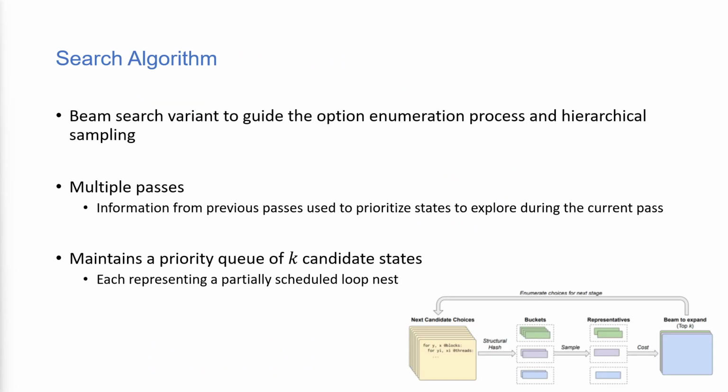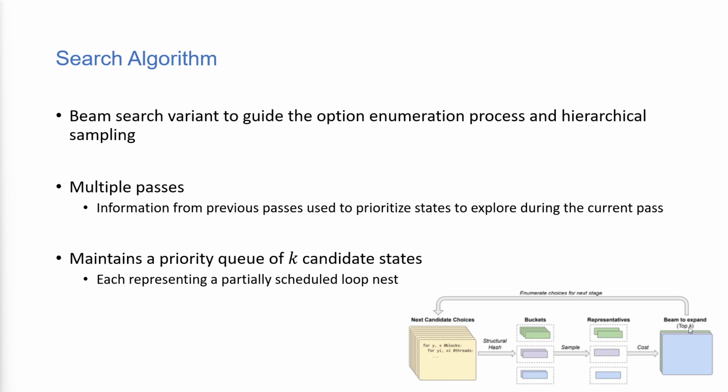Now we're going to talk about the search algorithm introduced in this paper. It is a variant of the bin search that Adams introduced in 2019. It uses hierarchical sampling as mentioned before. It has multiple passes, as this image shown before shows, with feedback, and the information from the previous pass informs the current pass, and it maintains a queue of k candidates as shown in here.